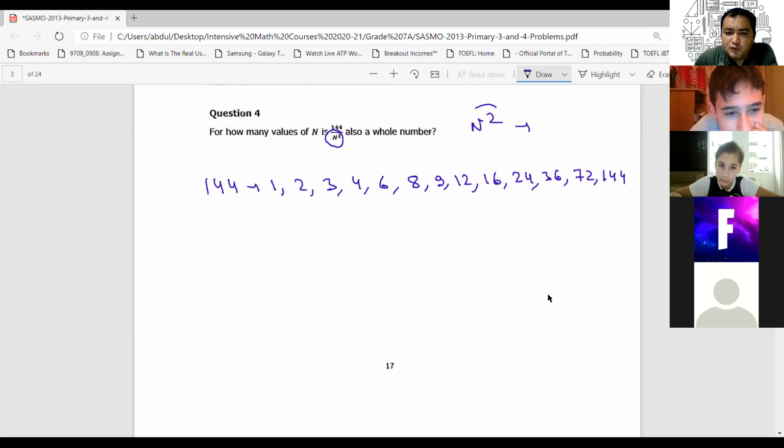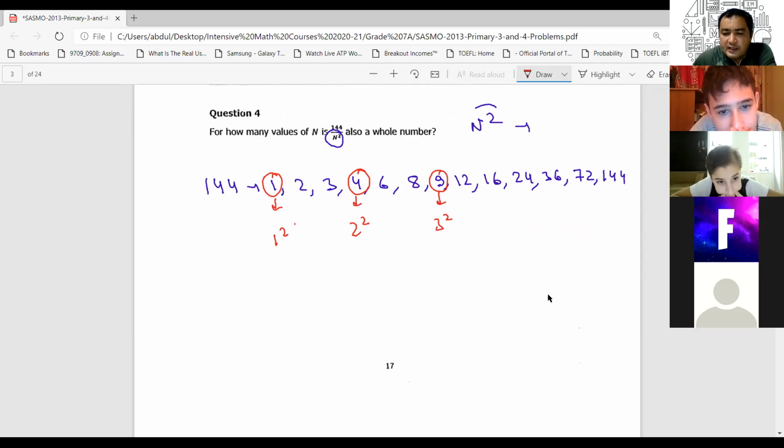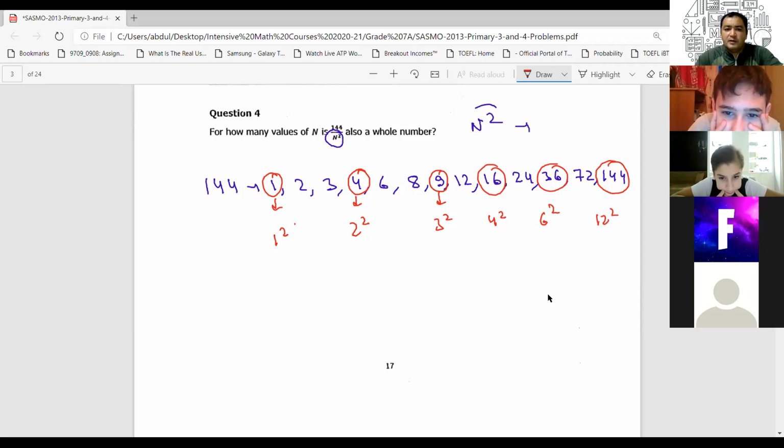Now, among these numbers, which are square numbers? As you see here, 1 is a square number, I can write it as 1 squared. 4 is a square number, it is 2 squared. And also 9 is a square number, it is 3 squared. And 16 is a square number, 4 squared. 36 is 6 squared. And 144, that is 12 squared. For how many values? 1, 2, 3, 4, 5, 6, exactly. So the answer is 6.